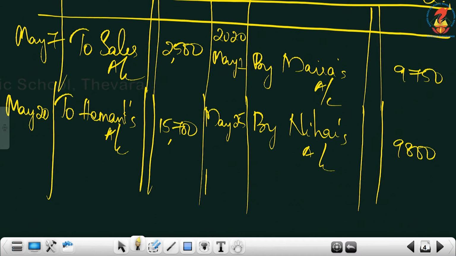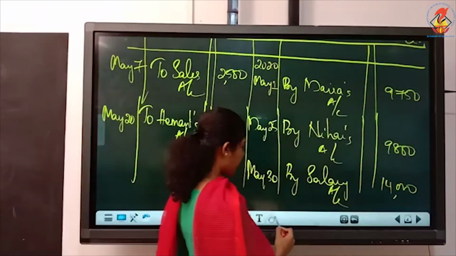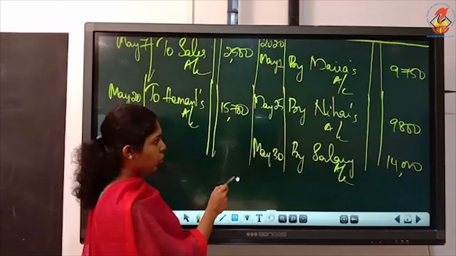Salary account, dated to cash. So by salary we must write by salary account, it is 14,000. Okay, so now the cash account posting is over.